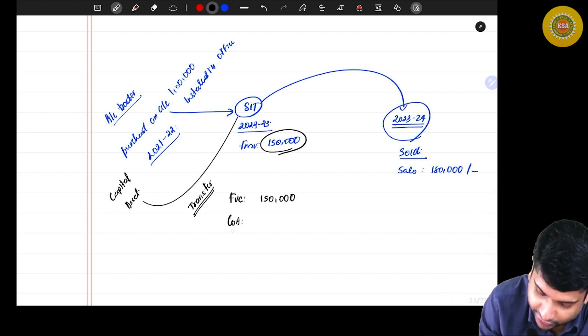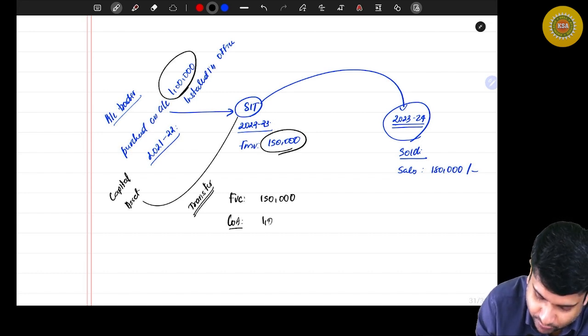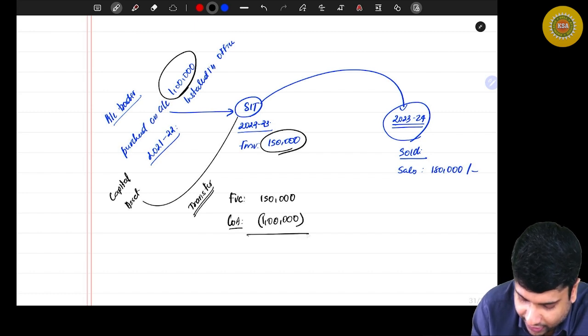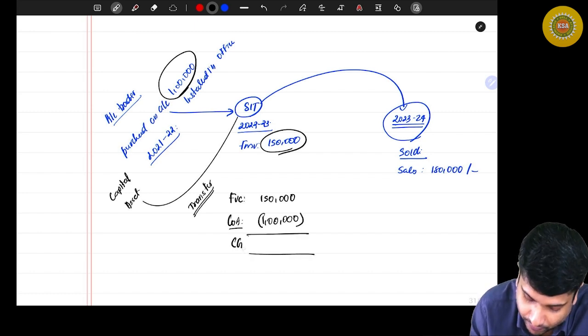How about the cost of acquisition? The cost of acquisition will be the original purchase price of, say, rupees 1 lakh. Forget about the depreciation effect of that AC. And you tell me how much will be my capital gain? My capital gain will be 50,000.